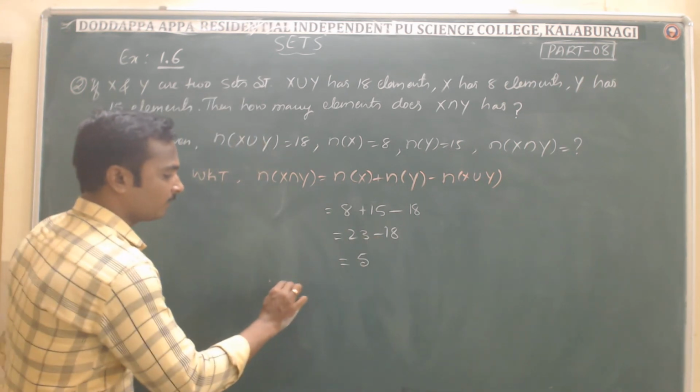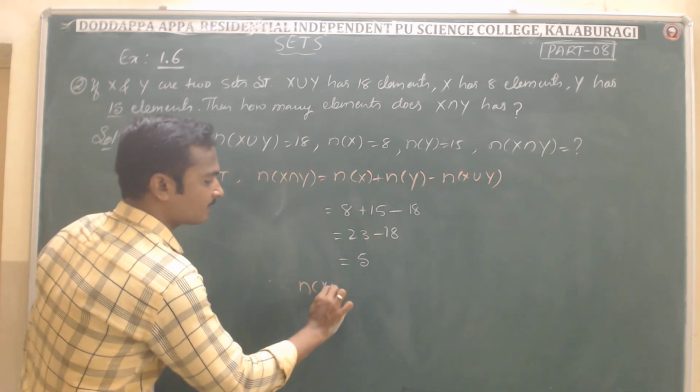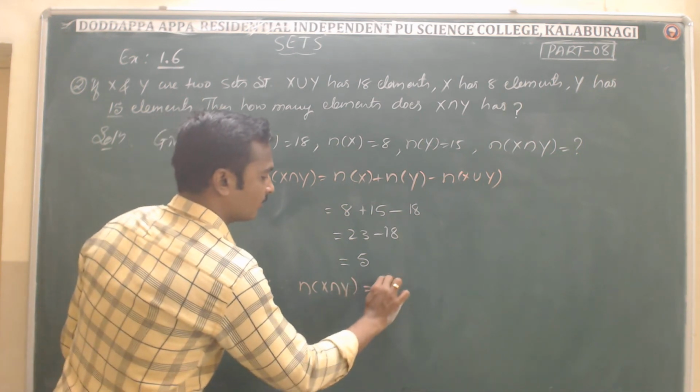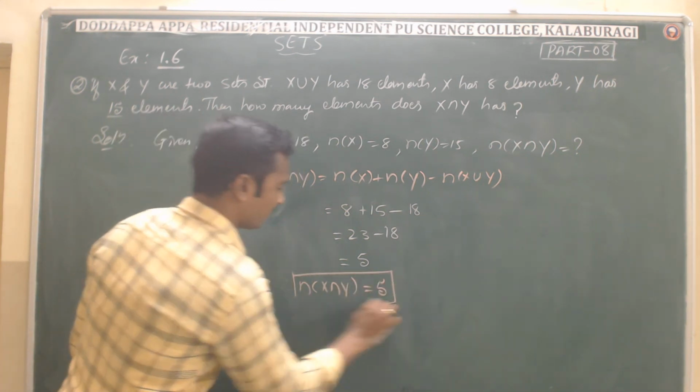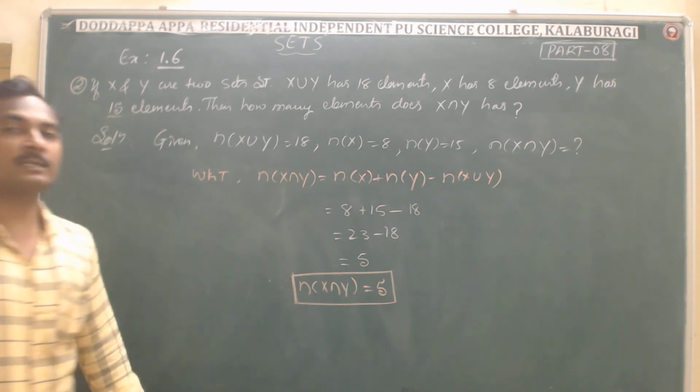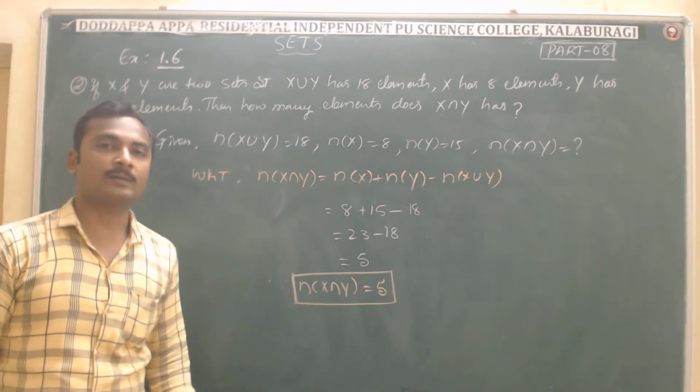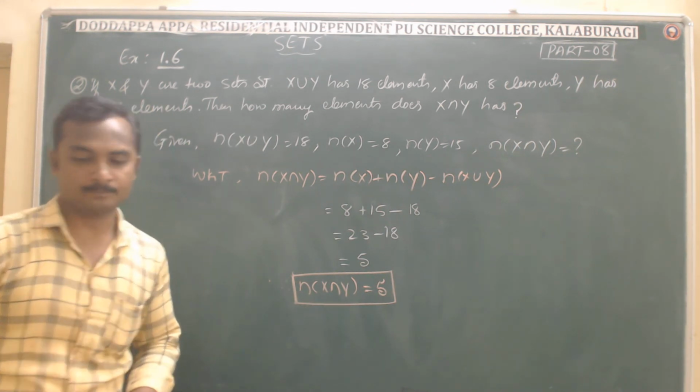Therefore, the total number of the elements of x intersection y is 5. We will write that the total number of the elements of the x intersection y set is 5. Note down this solution.